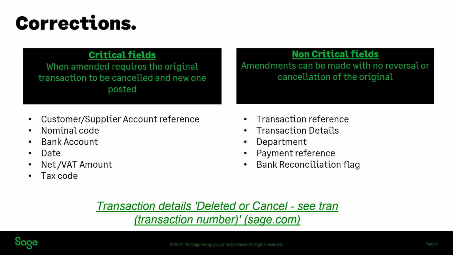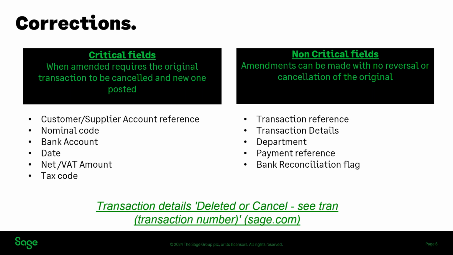Whereas non-critical fields are fields that tend to have more of the text information on. So things like the transaction reference, the transaction details, the department number, payment reference and bank reconciliation flag are all considered non-critical fields. Now a critical field means that if we make an amendment to that transaction, then if it's a critical field we're amending, it will actually cancel the first transaction and post a brand new one because it's a critical field. If it's a non-critical field, it will allow that change to take place with no reversal or cancellation required.